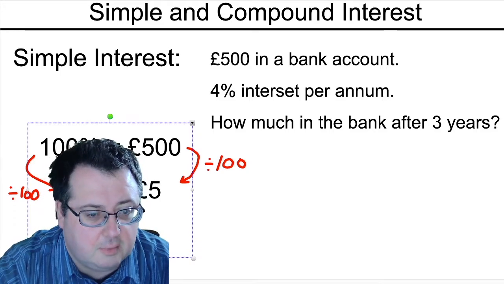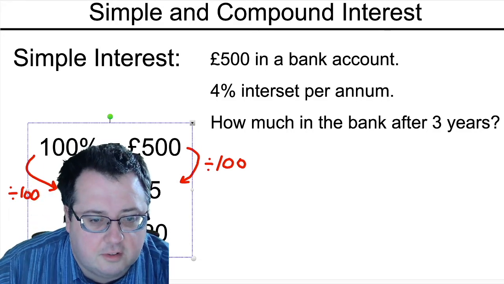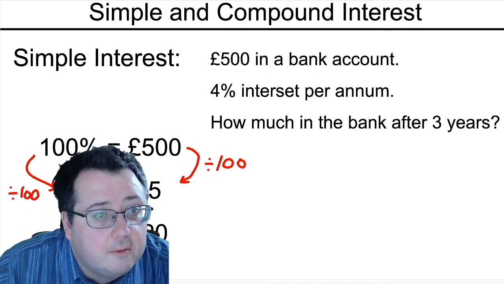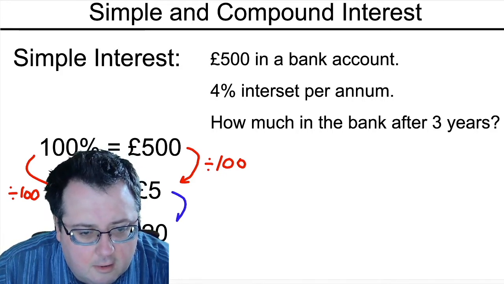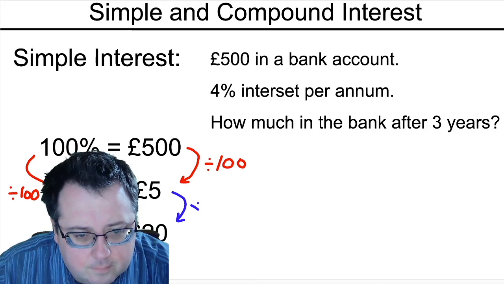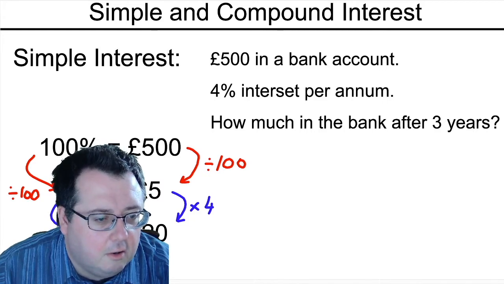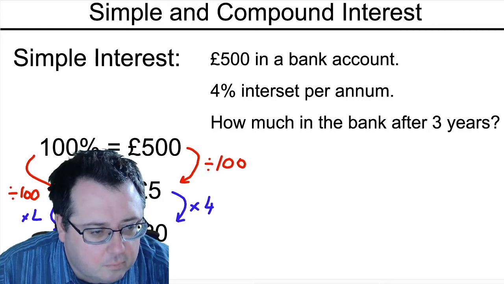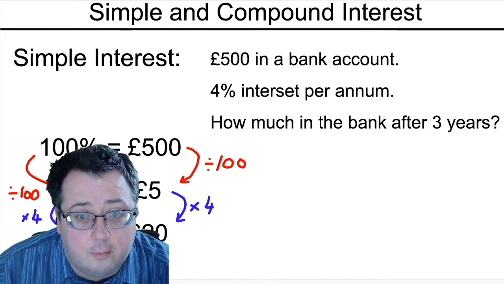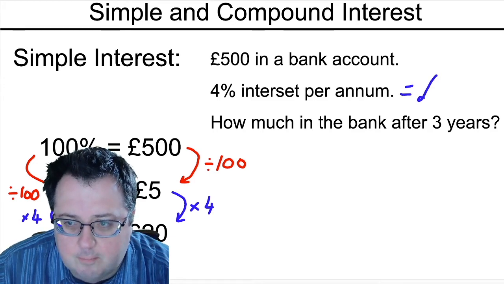Okay, so we don't want 1%, we want 4%. 4% is going to be 4 times as much as £5, which will be £20. I will just spell that out so that you can see it. I am multiplying up here by 4. And I am multiplying up here by 4. So I know that 4% interest is the same as 20 quid.